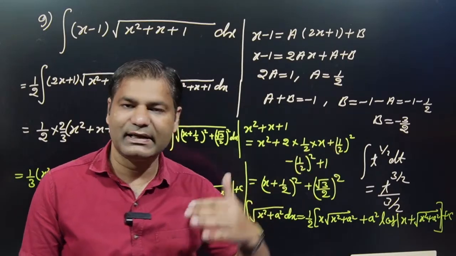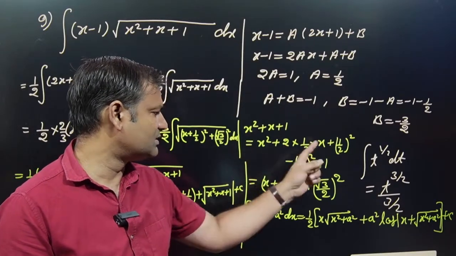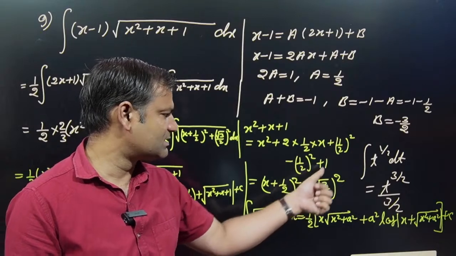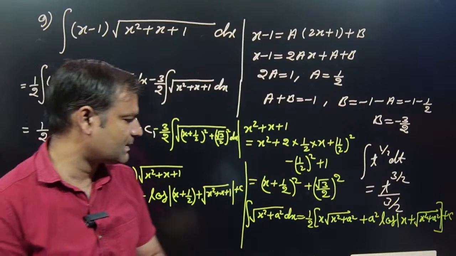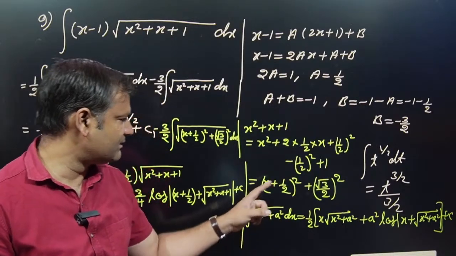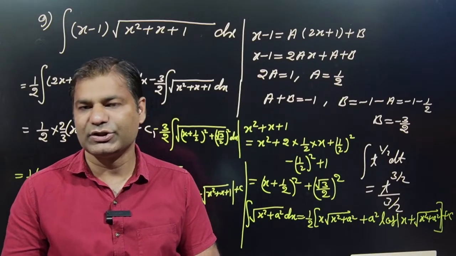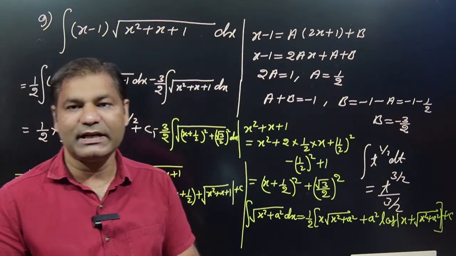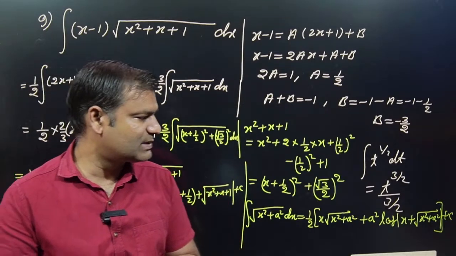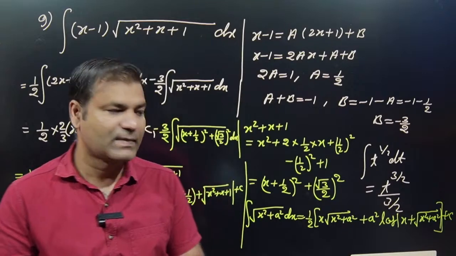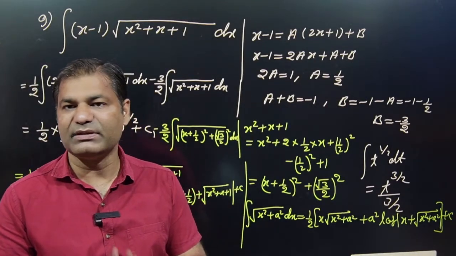So 1 by 2 square adding and 1 by 2 square subtracting, and this plus 1. After that we got x plus half to the whole square plus root 3 by 2 to the whole square. Look here very carefully. Simply I know the formula: the integration of under root x square plus a square dx is 1 by 2 into x under root x square plus a square, plus log of x plus under root x square plus a square, plus c. So x is basically x plus half, and a is basically root 3 by 2.